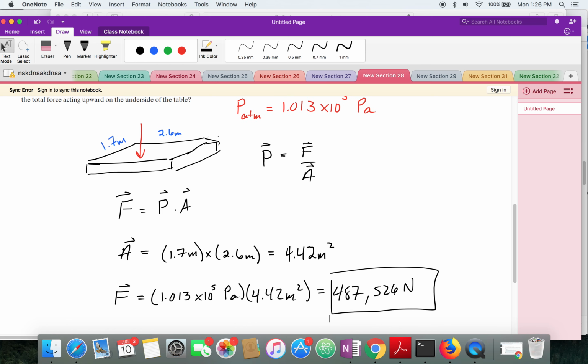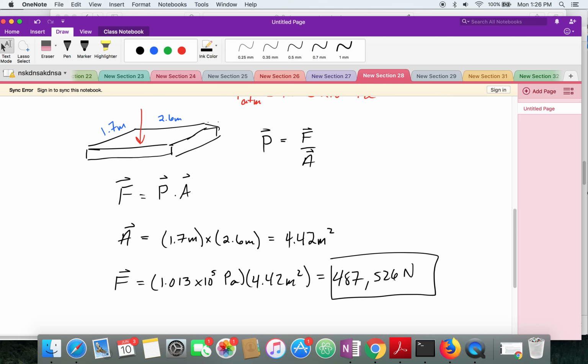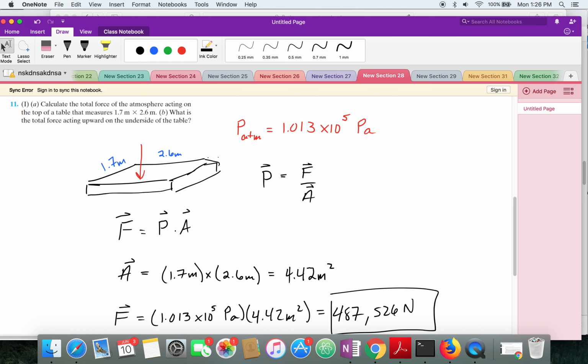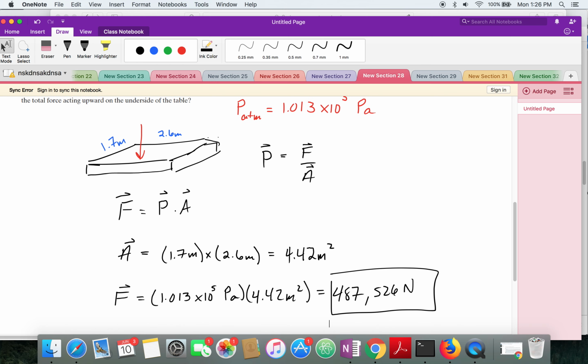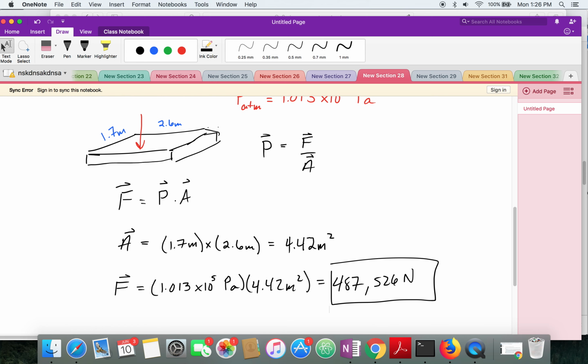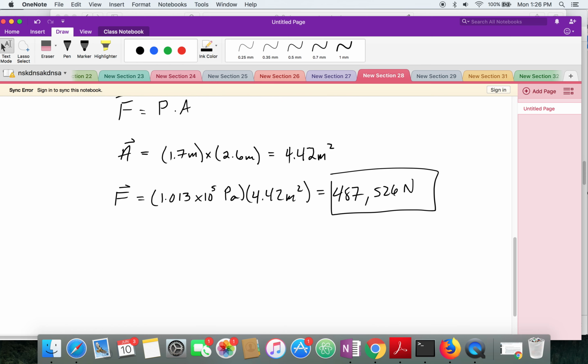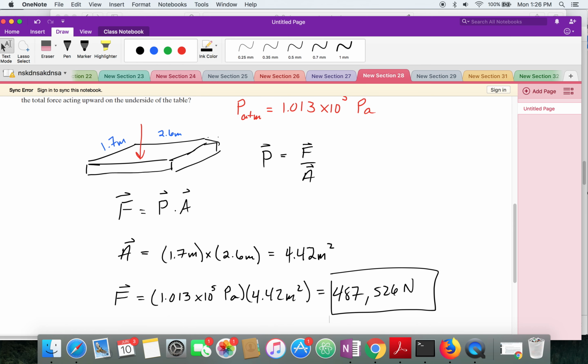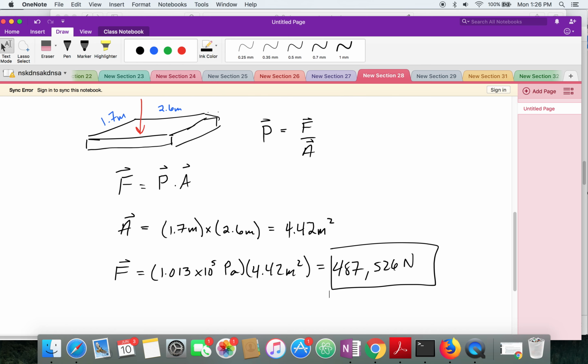Now that's a force, and obviously the tabletop exerts a force back on it. But anyway, that's the idea. And they want to know what is the total force acting upward on the underside of the table. I think they're just trying to stress that it's going to be an equal and opposite force acting up, because the table is not moving up or down at all.